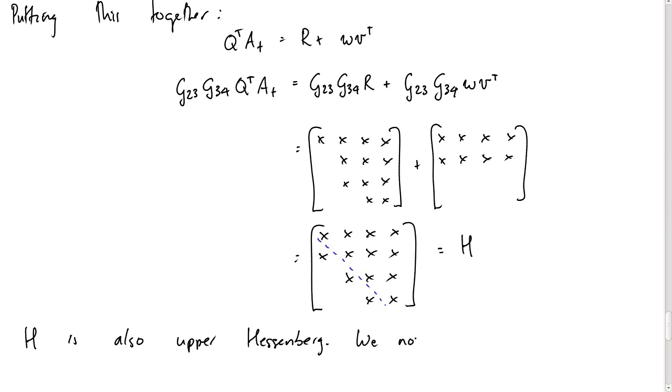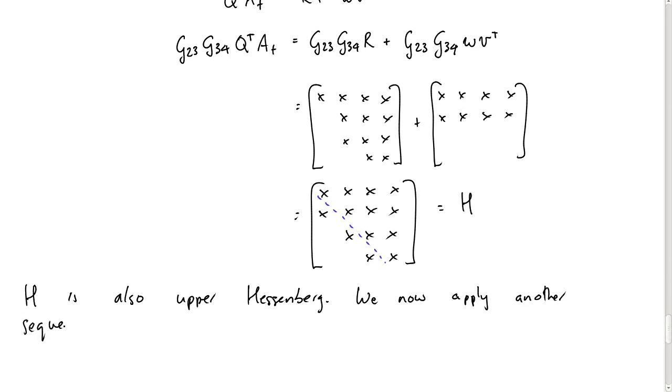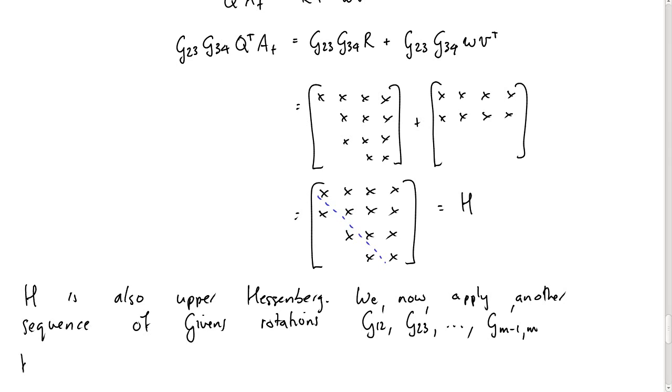Okay, we now apply another sequence of Givens rotations. Okay, so we'll start with the top, G1,2 prime, I'll call it, just to distinguish it from the other ones. G2,3 prime, up to G m minus 1, m prime, to rotate out the subdiagonal entries. Okay, so now we're just basically doing steps that we did in our Givens QR factorization.